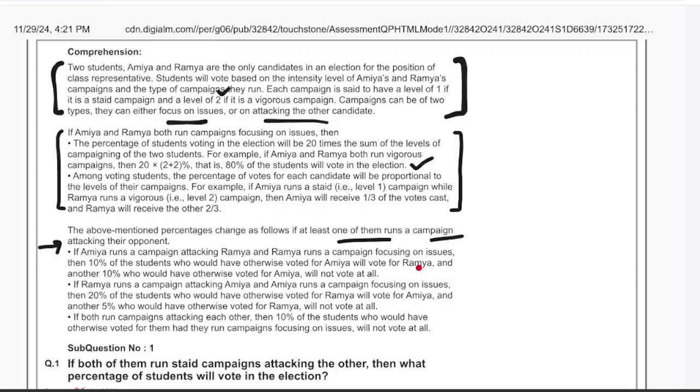That means the person who is attacking the other one is going to get fewer votes. 10% will vote for Ramya in that case if Amiya attacks Ramya, and the 10% who would have voted for Amiya will not vote. So let's summarize this also.